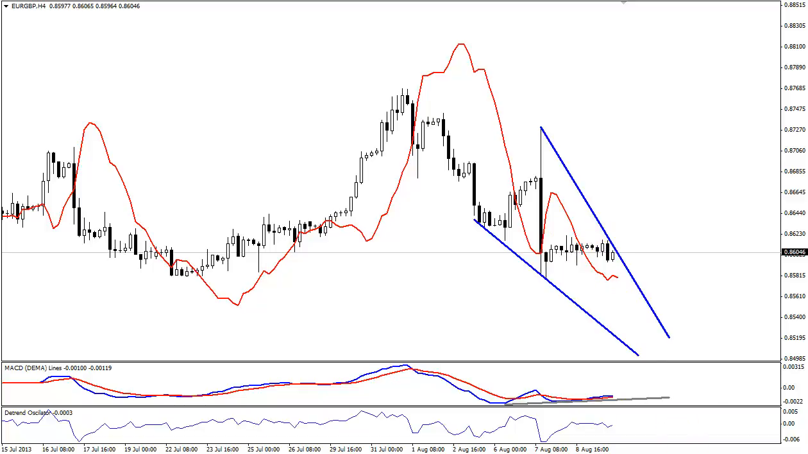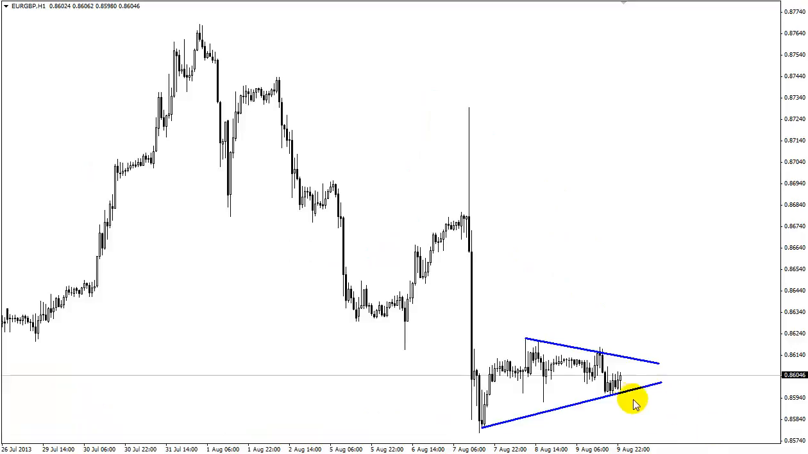On the hourly chart, there is not much to comment, just to say that the market may be forming this symmetrical triangle, which after this strong down move can be a structure of continuation, suggesting that the market may complete this butterfly to the downside.